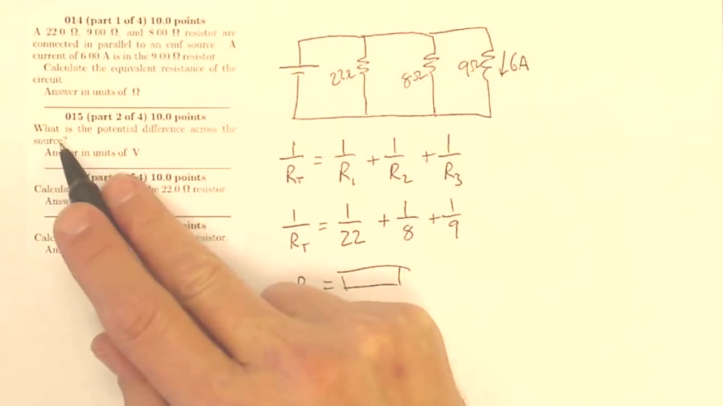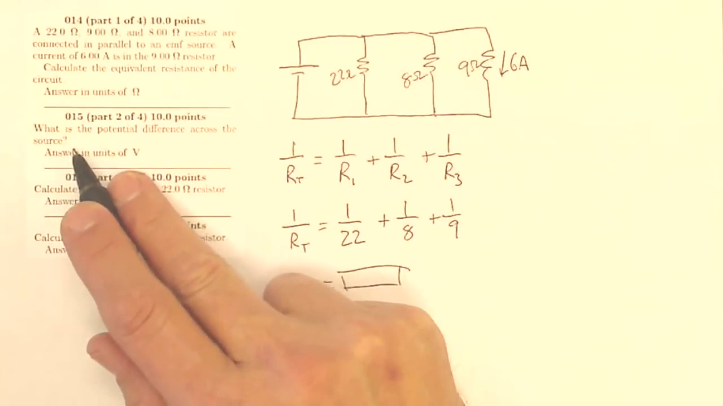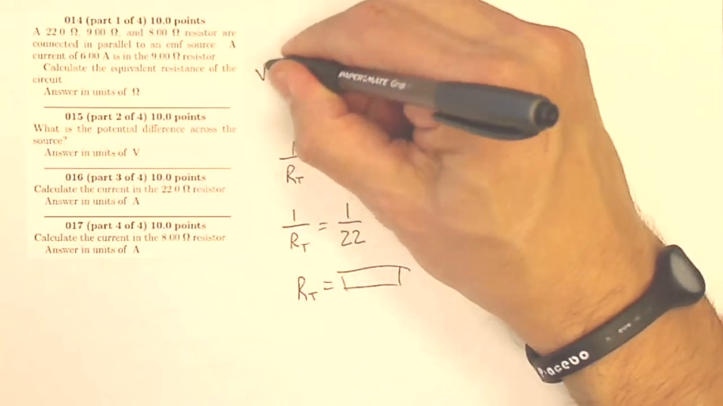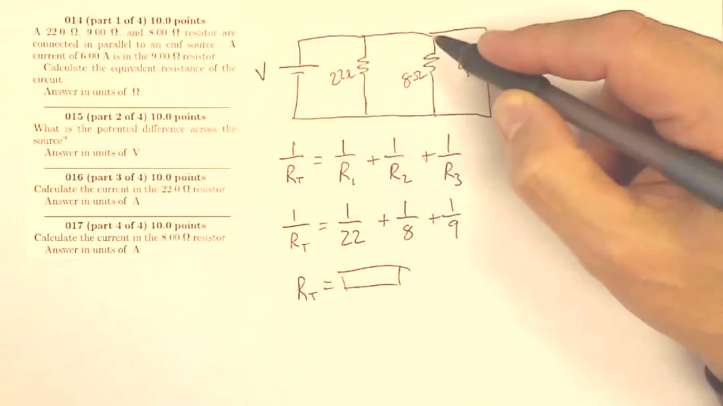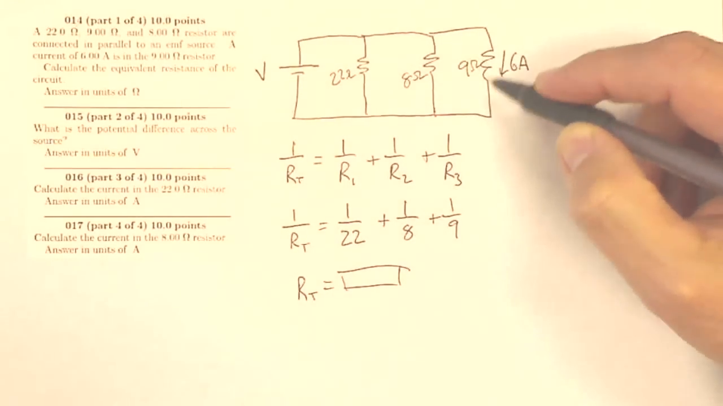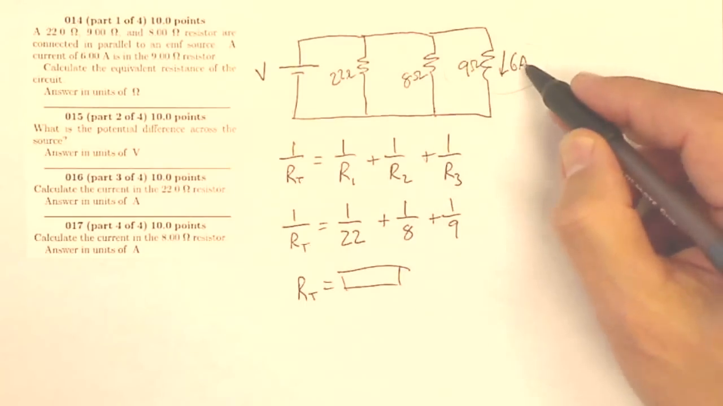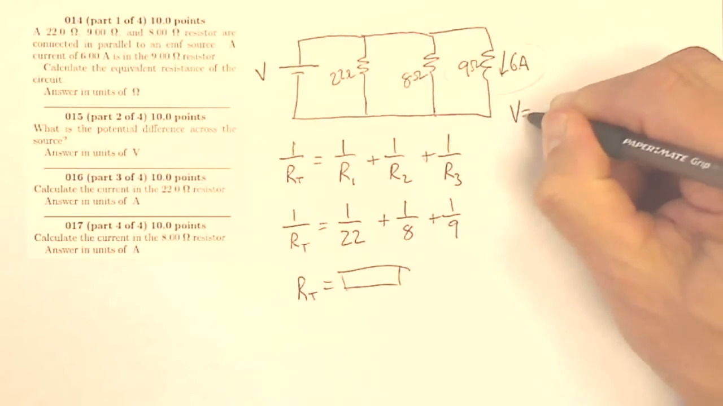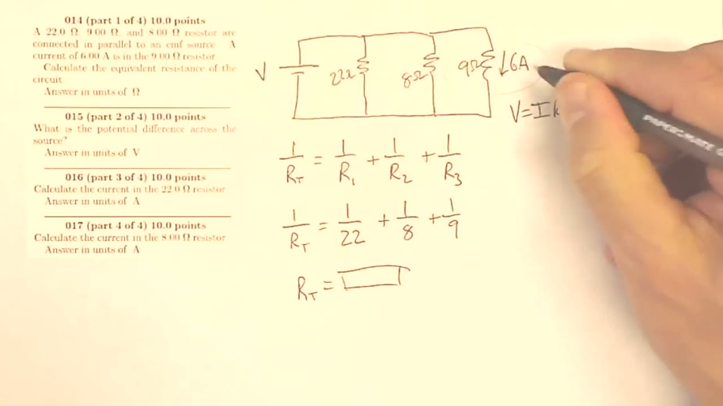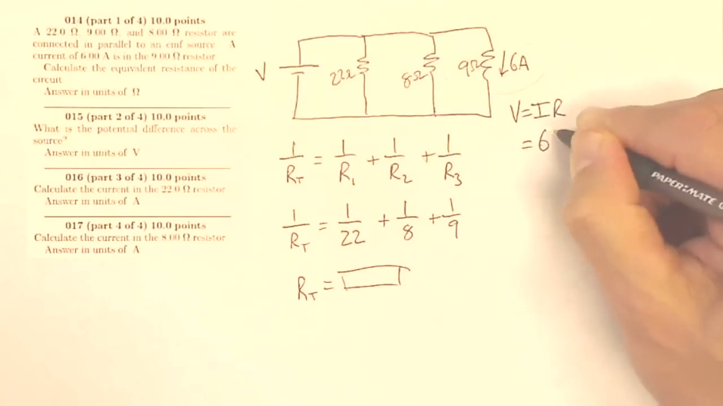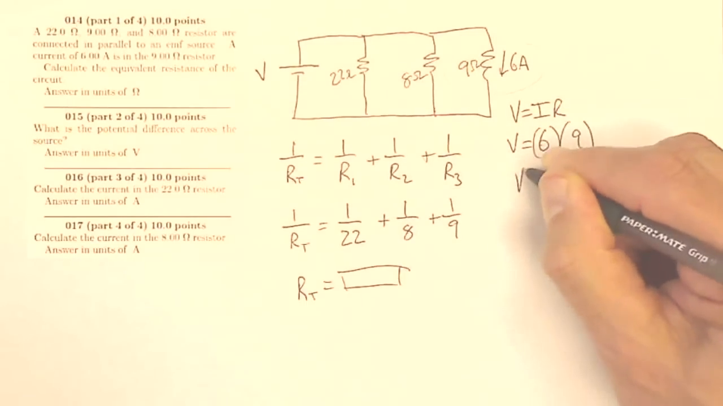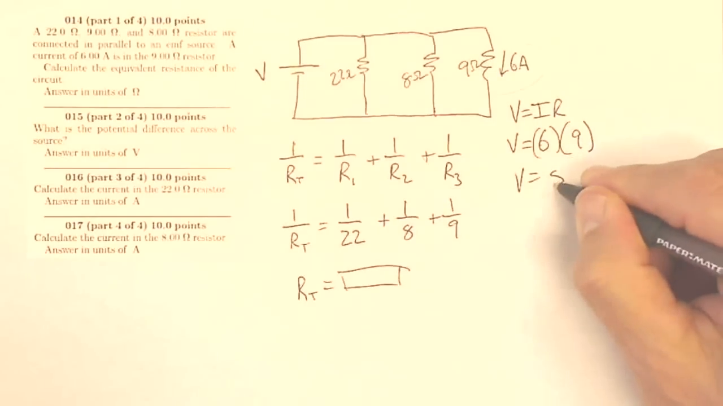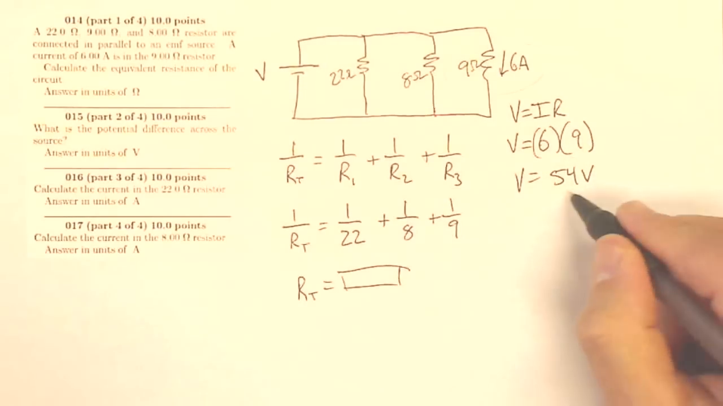Question number 15 says, what is the potential difference across the source? So I want to know the voltage here. Well, conveniently, the voltage here is the same as the voltage here, is the same as the voltage here, is the same as the voltage here. And here I can calculate the voltage, because here V equals I times R. My I is 6 amps, and my resistance is 9 ohms. So for me, my voltage is 6 times 9, which is 54 volts.